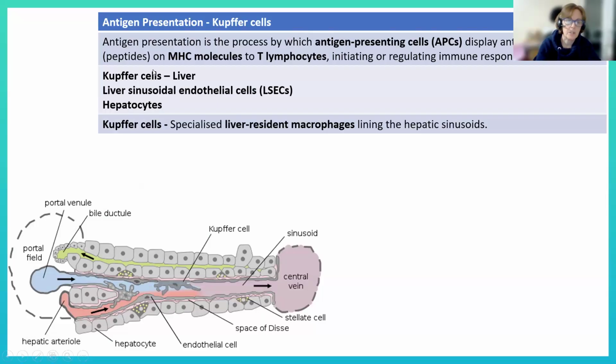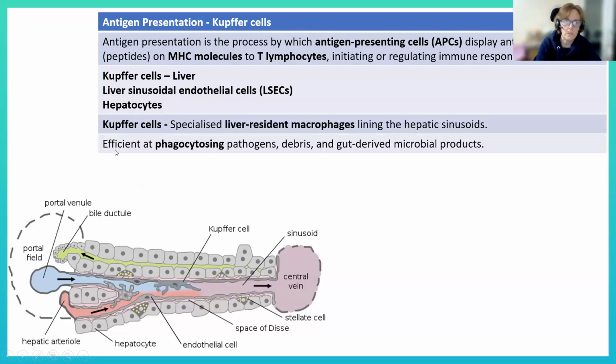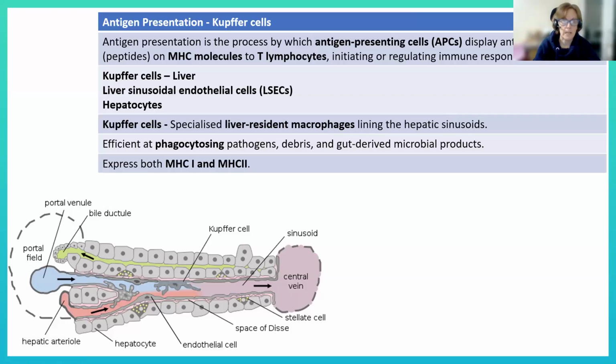So these are the specialized cells: the Kupffer cells that we talked about before, the endothelial cells, and the hepatocytes. The hepatocytes are the functional cells in the liver, the ones doing the detoxification and making liver enzymes. So there are lots of specialized cells in here that are important. The Kupffer cells are specialized macrophages, as we said, lining these epithelial cells and really efficient at phagocytosis, engulfing these pathogens. And these can express both types of these major histocompatibility complex molecules.